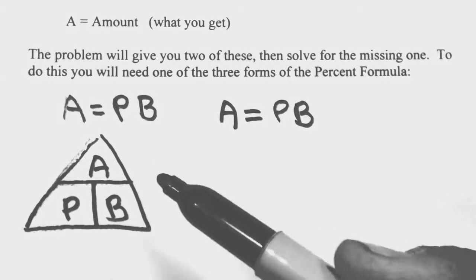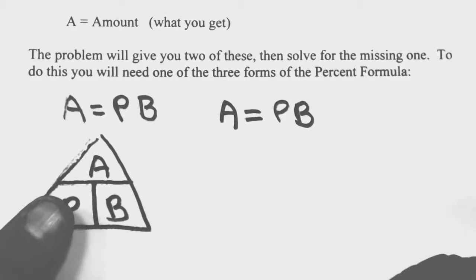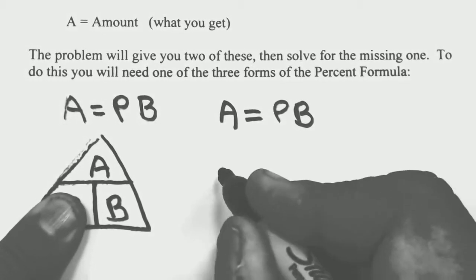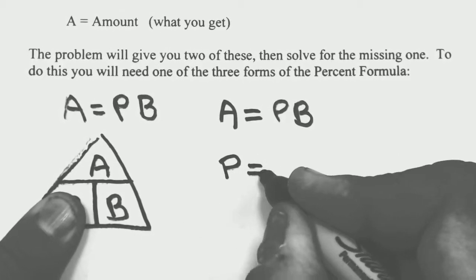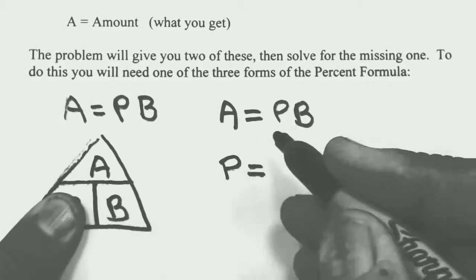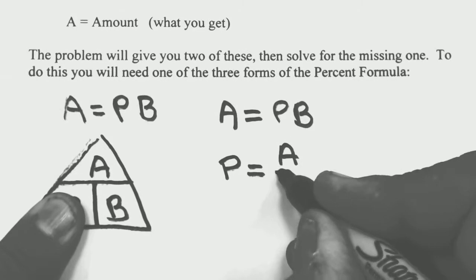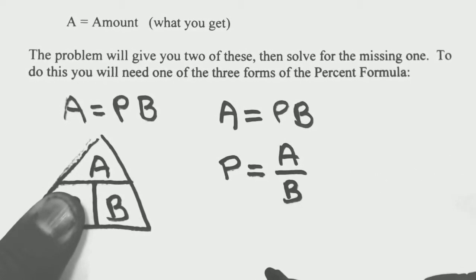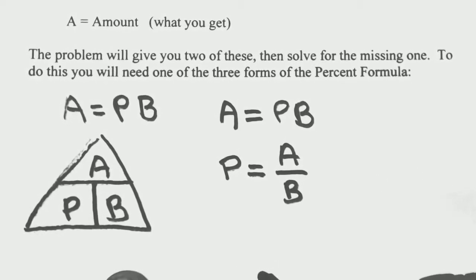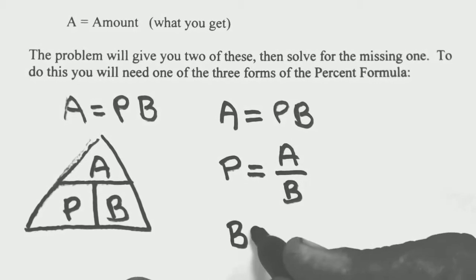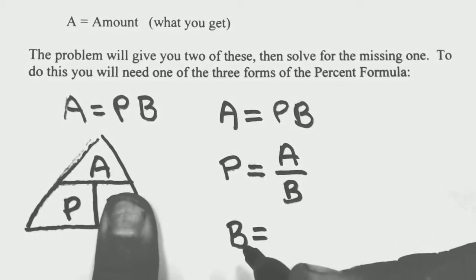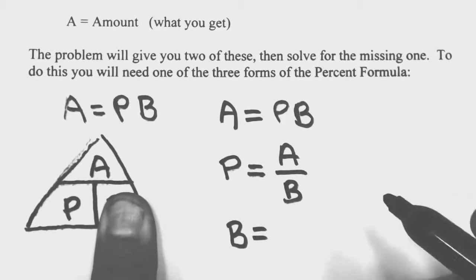But now the real use of this is in getting the other guys. Let's cover up the P. What does the P equal? The P equals A divided by B. And the last version of this, what B equals, well, simply do the same thing. Cover up the B, what's left? A over P.